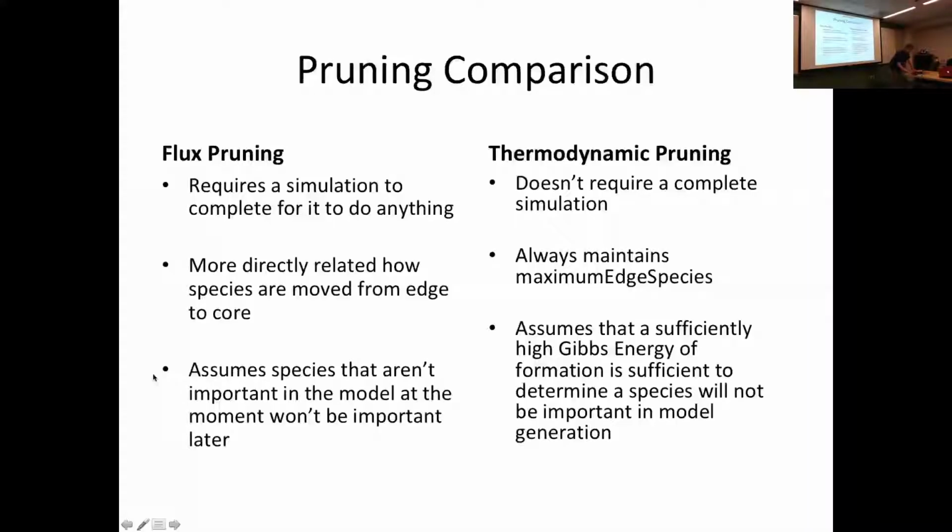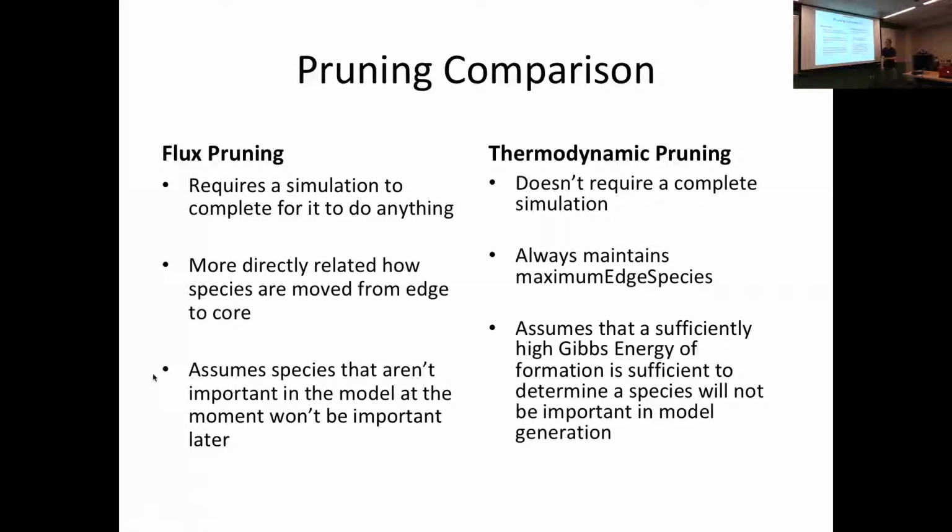So we'll do a little comparison here of the 2 pruning methods. Flux pruning requires a simulation to do any of the analysis, while thermodynamic pruning doesn't require that. The one really nice thing about flux pruning is that it's much more directly related to how you would add a species into RMG than thermodynamic pruning is. So using flux pruning, you're much less likely to toss something out that RMG would have added.